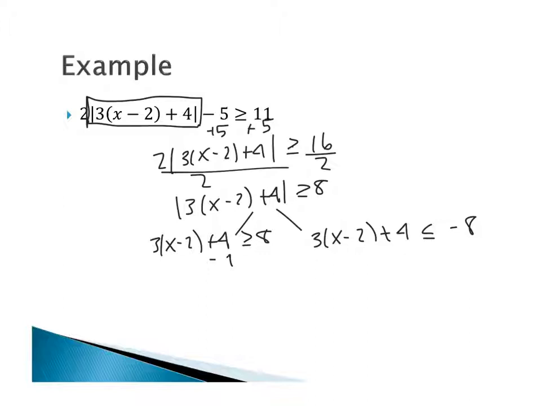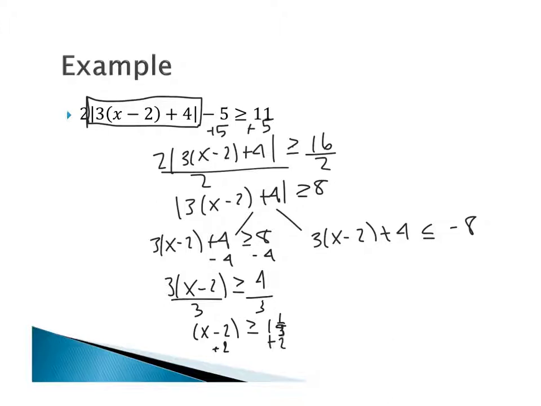So we're going to subtract 4, and I'm going to get 3 times (x minus 2) is greater than or equal to 4. Divide by 3, x minus 2 is greater than or equal to 1 1/3. Add 2, x is greater than or equal to 3 1/3. Okay, 1 1/3 plus 2 is 3 1/3. All right, and then we got to solve this one over here.